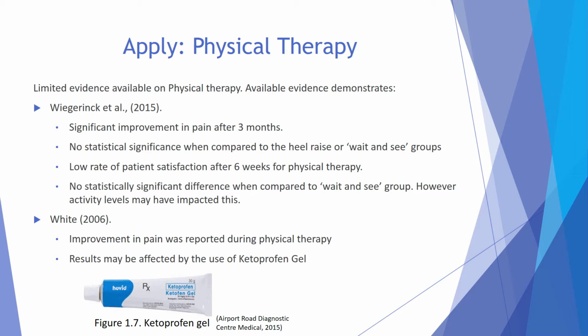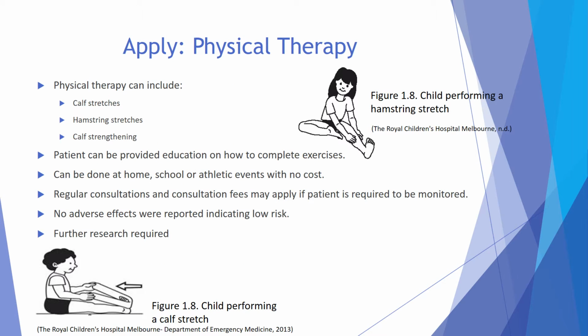However, it was previously discussed that differences in activity levels may have affected the results. The case study reported an improvement in pain, however, ketoprofen gel was also used concurrently, which may have impacted results. Although limited evidence is available, the findings indicate consistent results in improvement of pain. Physical therapy options can include calf stretches, hamstring stretches, or calf strengthening.